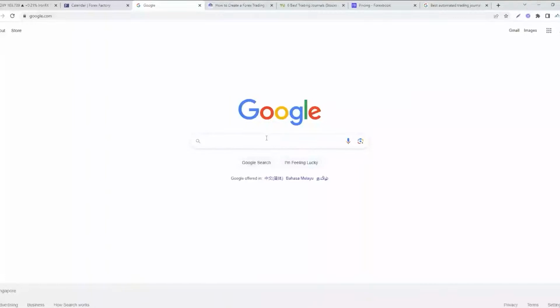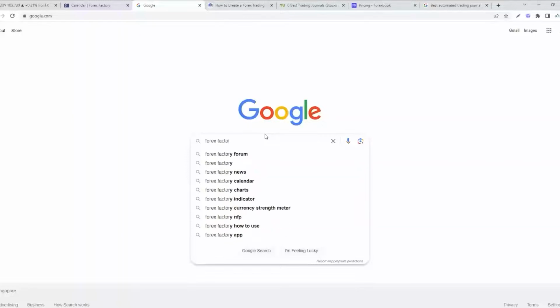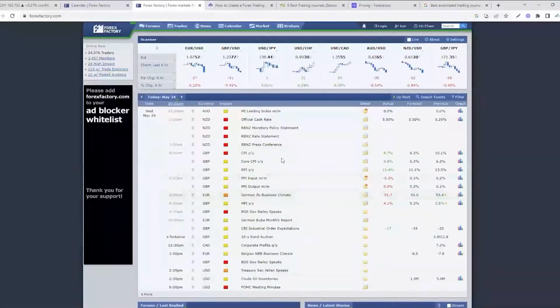I'll just Google Forex Factory. Oh, what happened? I didn't click on it. Okay, sorry. Forex Factory, right? I'll just click on that. It will usually be the first result on the page. So click on Forex Factory. It brings you here. If it doesn't bring you here, just look out for this icon here, calendar, right? But generally, it should always bring you here.